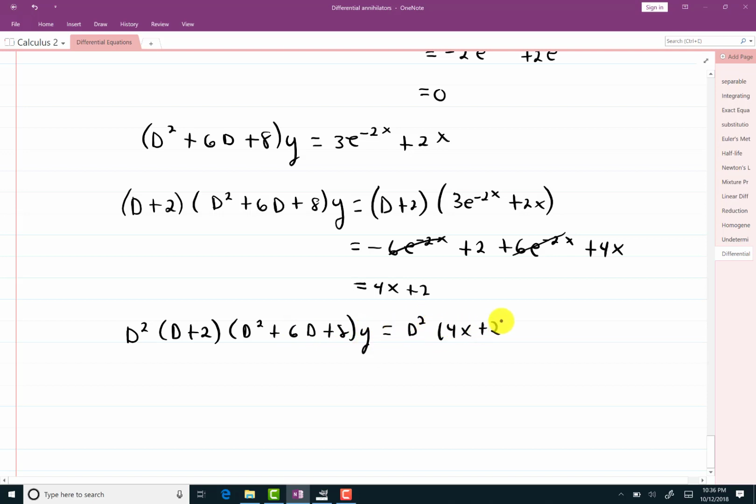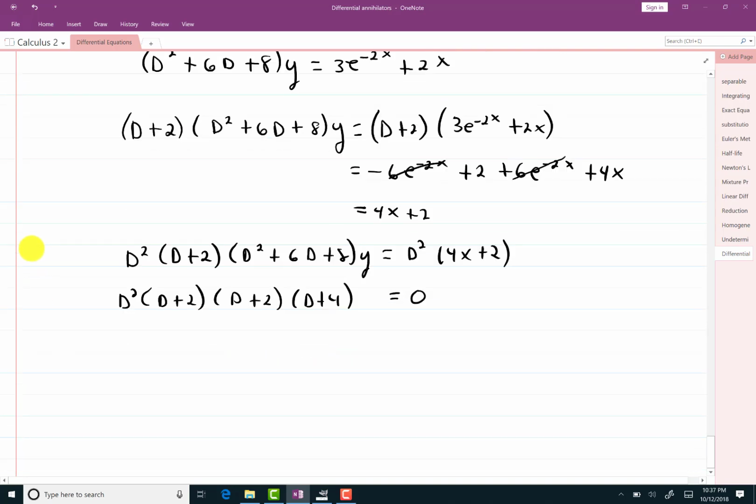Sorry. And that finally wipes out the right-hand side. So over here, let me go ahead and factor the left-hand side. I already have d squared times d plus 2. This piece here factors fairly easily. We have d plus 2 times d plus 4.